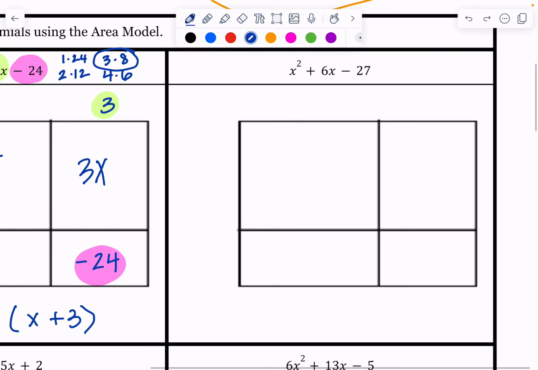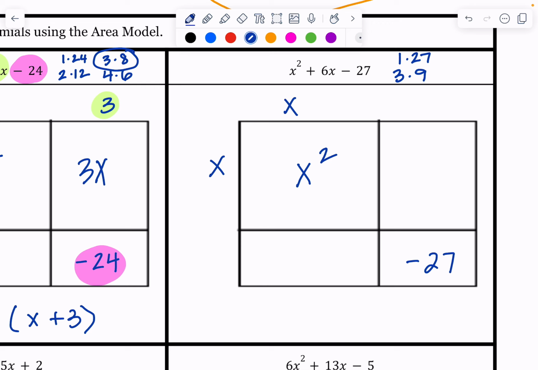All right, for this next one, x squared plus 6x minus 27. Same thing, we're going to put x squared here, minus 27 here. To get x squared, we know it's going to be x times x. To get negative 27, we could do 1 times 27 or 3 times 9. We want whatever is here and here to add up to positive 6. And we also want those two numbers to multiply to get negative 27.